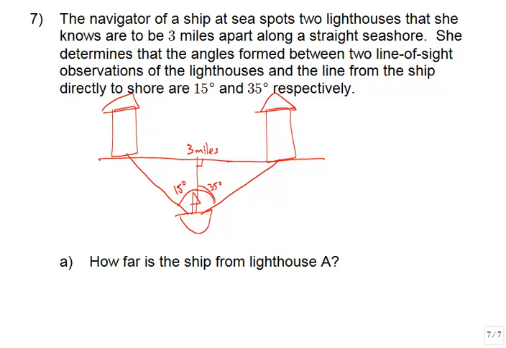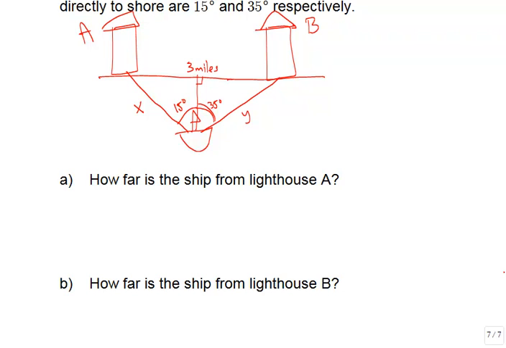So there's our picture. What do we want to know? For part A, we want to know how far the ship is from lighthouse A. So let's call this guy A and this guy B over here. So what I want to know is how far this distance right here is. Okay, so let's call that X and let's call this Y over here. So if we want to find out how far the ship is from lighthouse A, we want to know this distance X over here. So what can we do to figure that out?